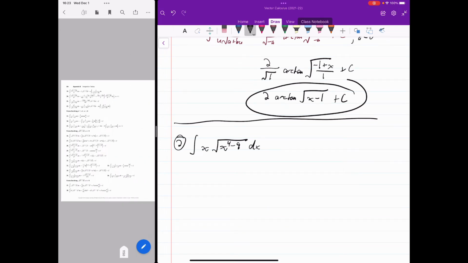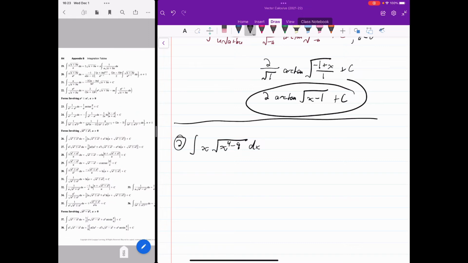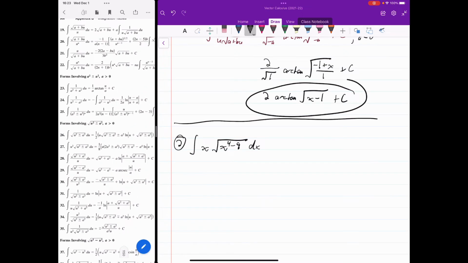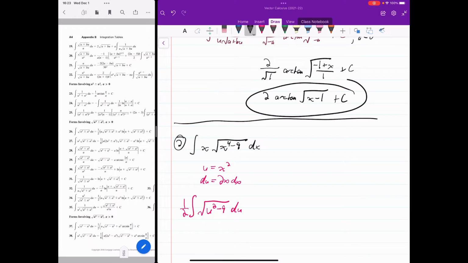Pause now. And if you're resuming, we can see that this is a form involving, I think, a sum or difference of squares. There's this x on the outside, so we have to get a little crafty. And if I say let u equal x squared, du could be 2x dx. And I'm going to change this whole thing around to say that now this is the same thing as the integral of, let's pull the 1/2 out, radical u squared minus 9 du, which matches this number 26, which I feel like I want to write here.